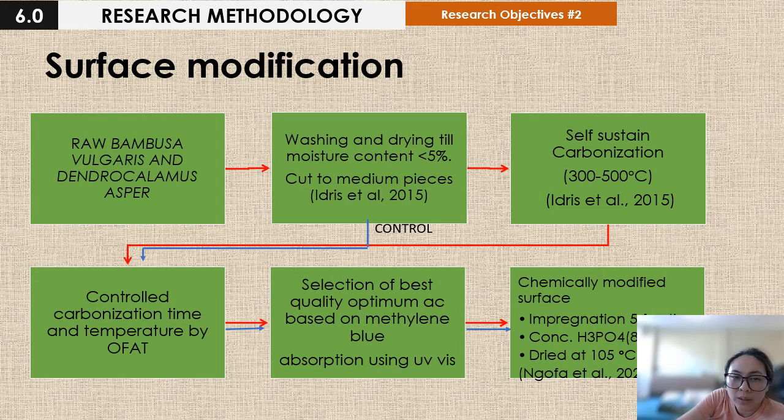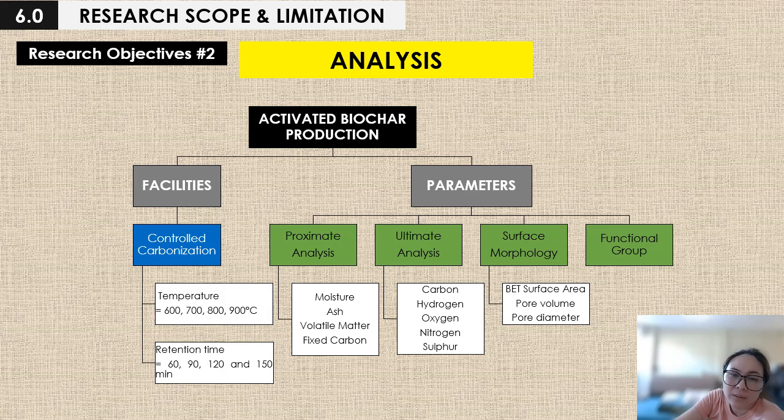The surface undergoes chemical modification with chemical activation, where you impregnate with phosphoric acid at a 1:5 ratio. Then you have to check the absorbance for this surface modification. The analysis for the characteristics is going to be proximate, ultimate, surface morphology, and functional group for this study.